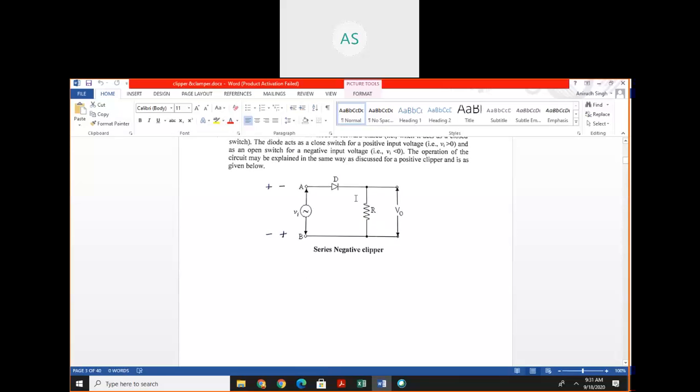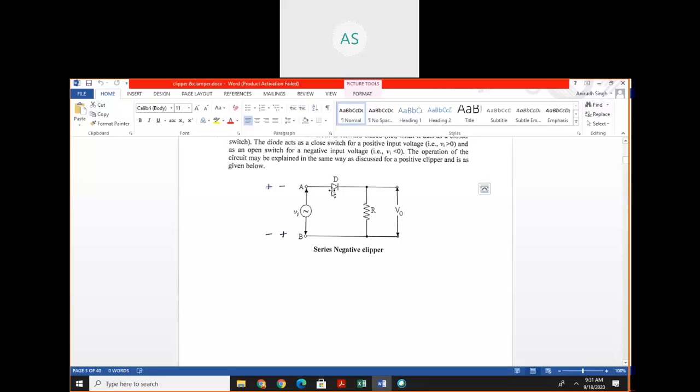Then the series negative clipper. A negative clipper clips off the negative part of the input signal. For the positive cycle, the positive terminal is connected to the anode and the negative terminal is connected to the cathode. So this diode is forward biased and current is flowing, and we get an output equal to the input for the positive half cycle.